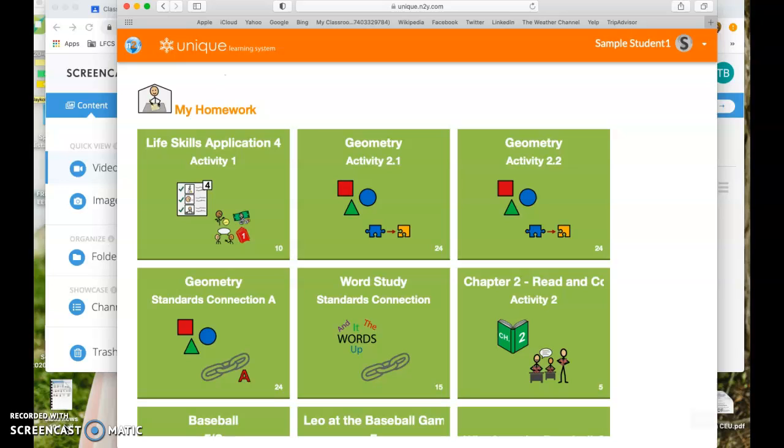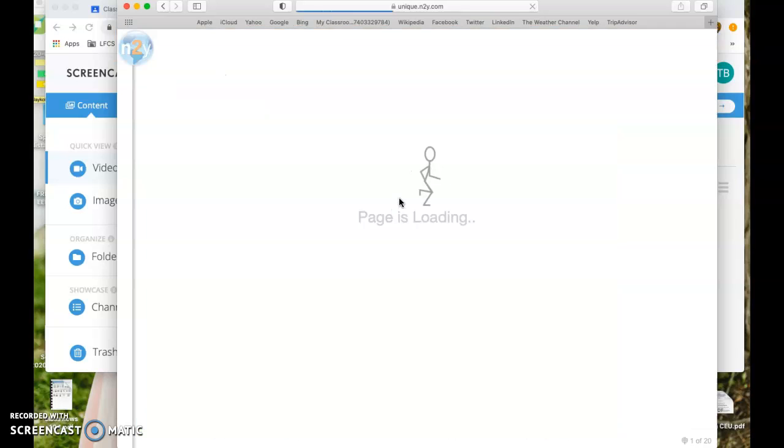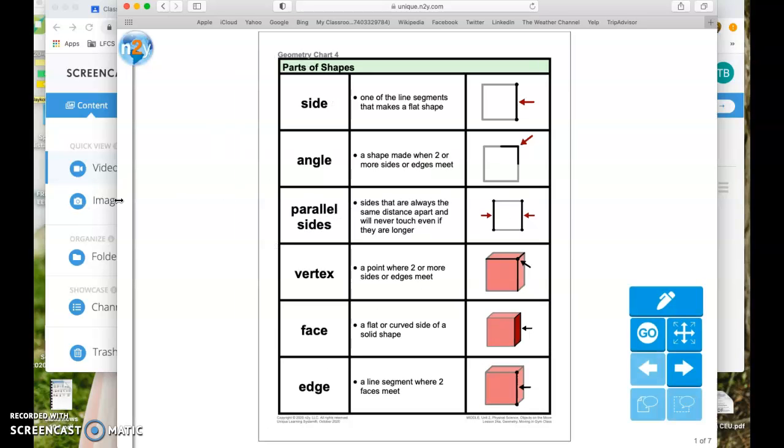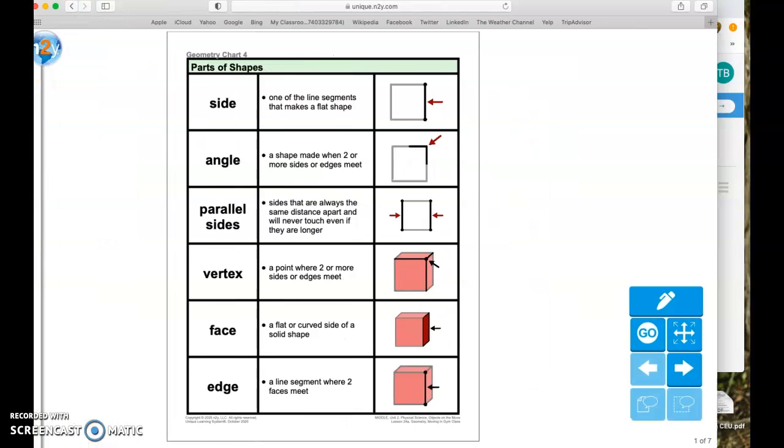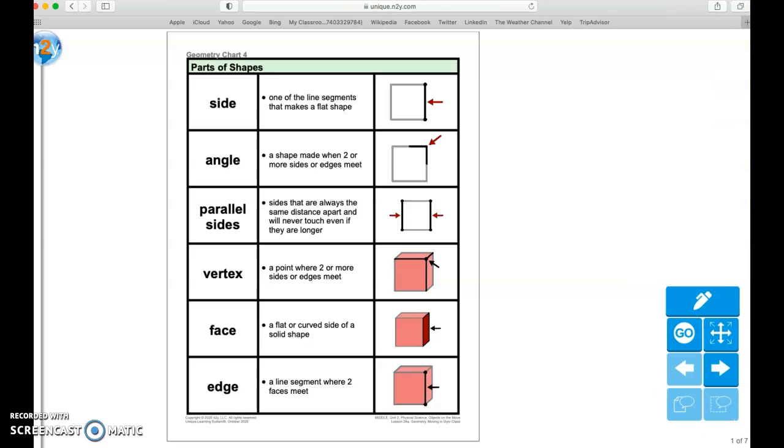Hello. We have 3 activities for math today, so I'm going to make a video for each one just so it doesn't get too overwhelming. So I'm going to start with geometry activity 2.1. So we're going to look at some shapes. I know we've been working on angles, so we are going to make this a little larger so it's easier to see. We are going to be talking about those angles within shapes.